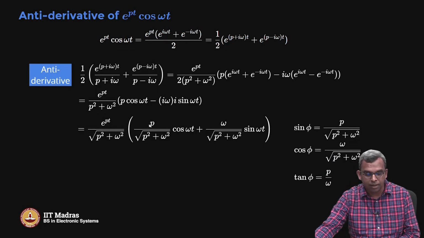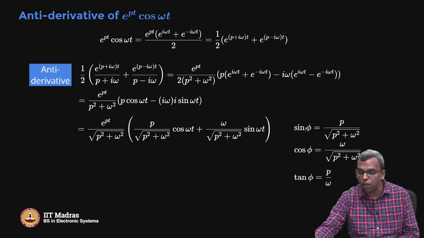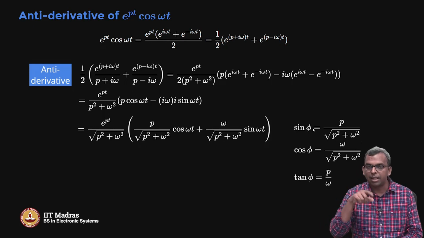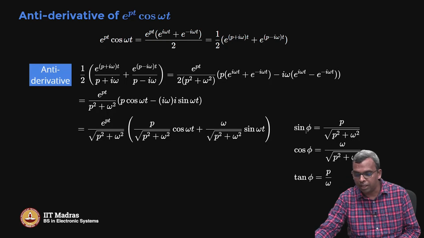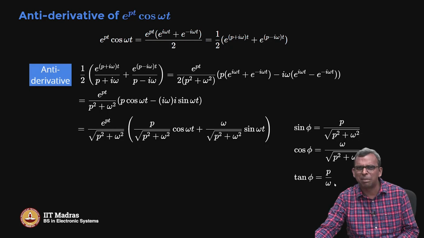What I can do is, what I have here, p by square root of (p squared plus ω squared), is actually sine of some angle, right? If you have a right angle triangle with p as the opposite side, ω as the adjacent side and φ as that angle, hypotenuse is square root of (p squared plus ω squared). So sin φ is p by square root of (p squared plus ω squared). Cos φ is ω by square root of (p squared plus ω squared). And you can also write tan φ to be p by ω. Much simpler form, right?